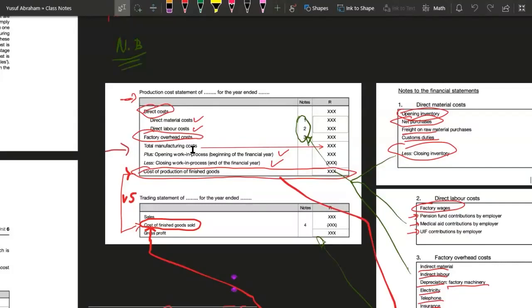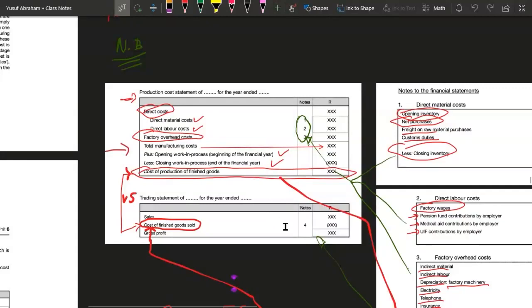Those three give us the total manufacturing cost. And then we're going to add what was at the beginning of the year, right? What is the opening balance at the beginning of the year for the work in process? Because work in process is the actual production. Don't ask me, aren't we using the opening balance of the finished good? No. The production cost statement deals with the production, and work in process is the actual production, right? So opening balance minusing the closing balance will give us the cost of production of finished goods, right?